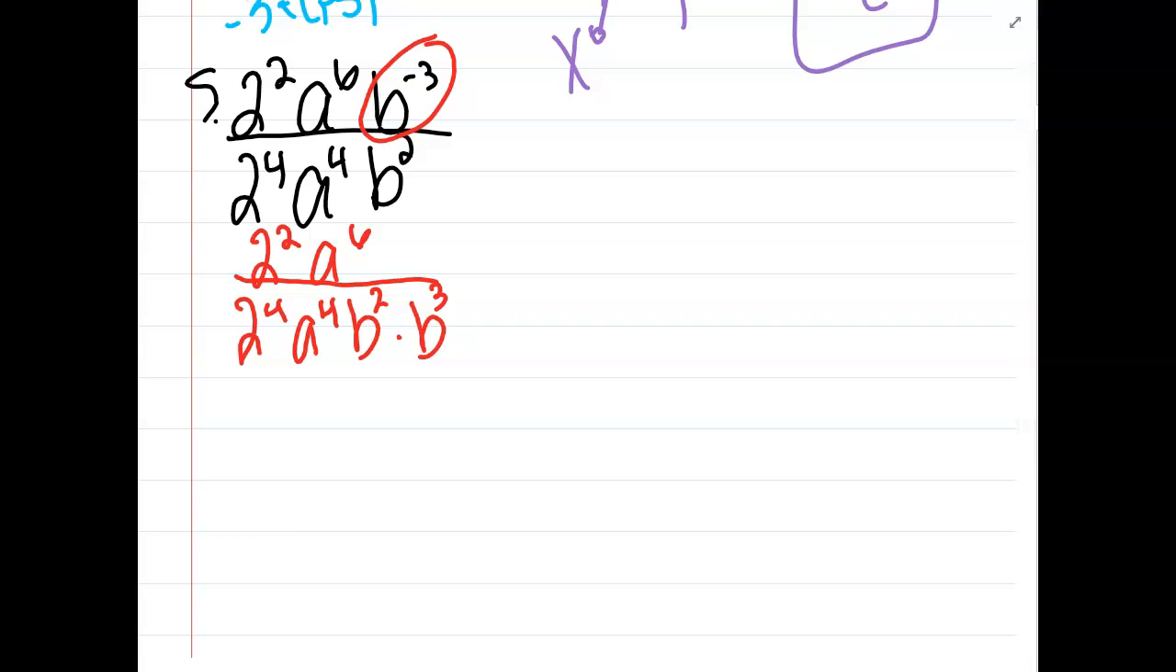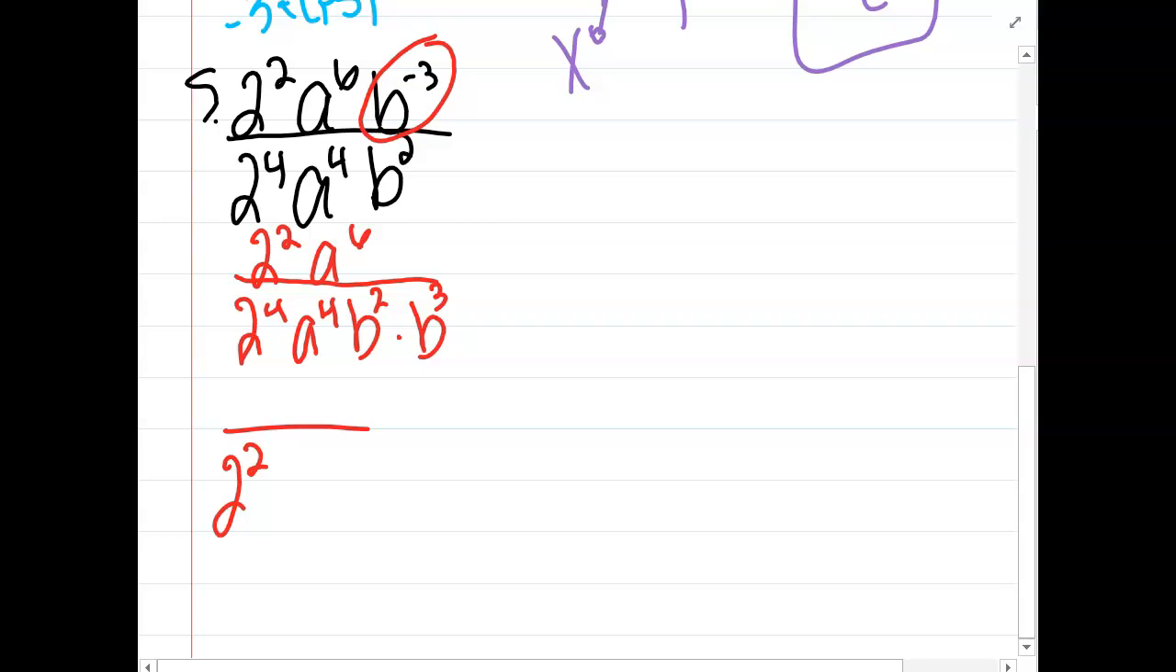Now we can go about simplifying here. So the 2's, I have 2 squared over 2 to the 4th. How many 2's are going to cancel out? 2 are going to cancel out. How many are left? 2. Where is the 2 squared at? It's going to be in the denominator. So I've got a 2 squared in the denominator.